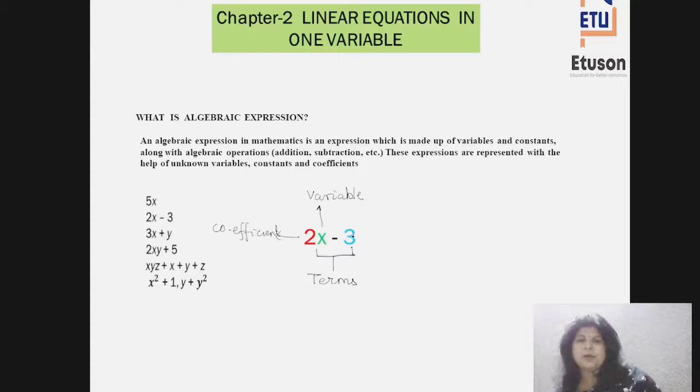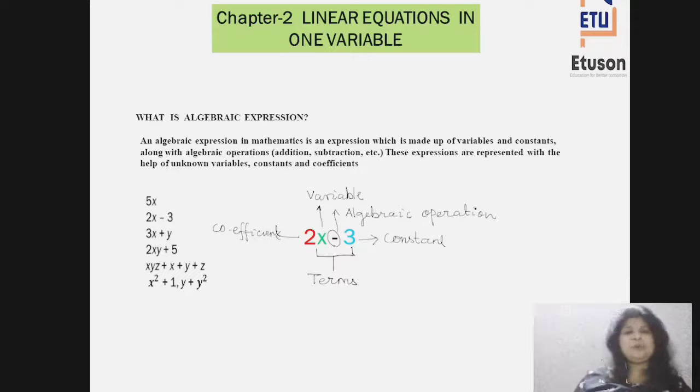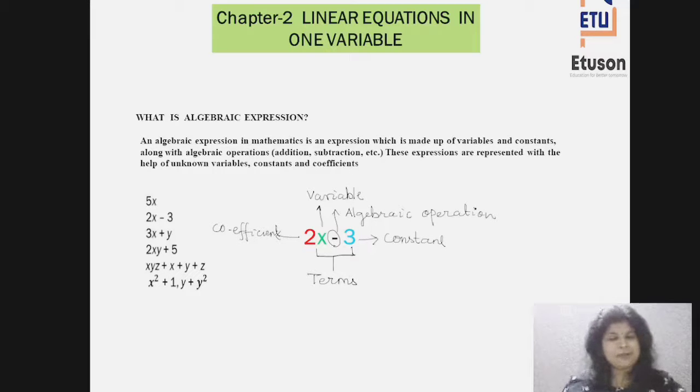Correct? Now what about 3? 3 is your constant. And what about this minus sign? This is your algebraic operation. Correct or not? So now you must be clear with the different terminology used in linear equation in one variable.